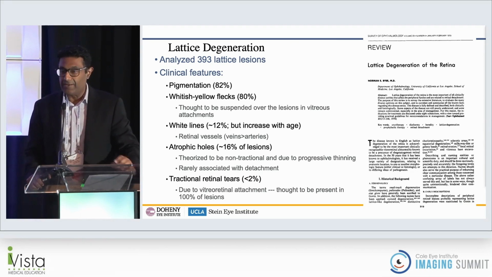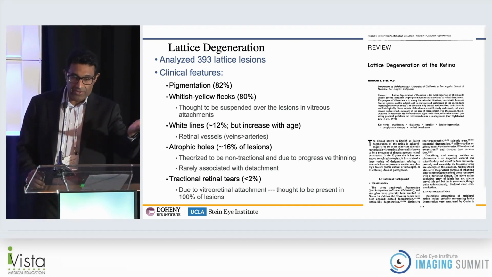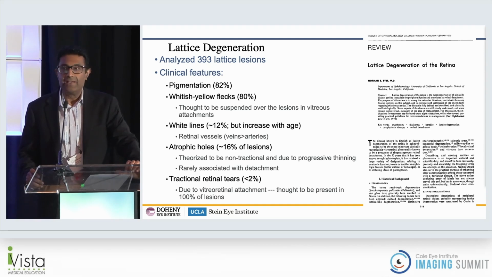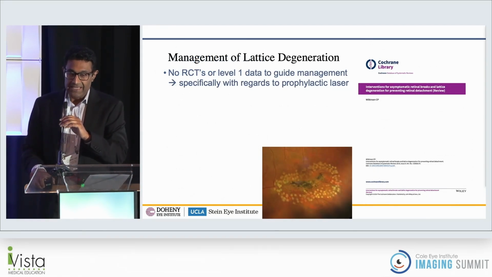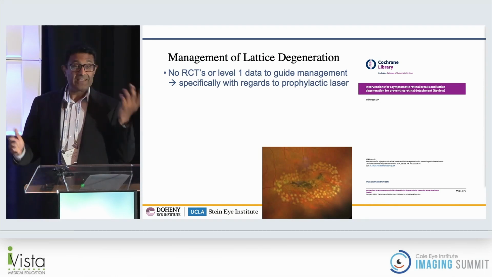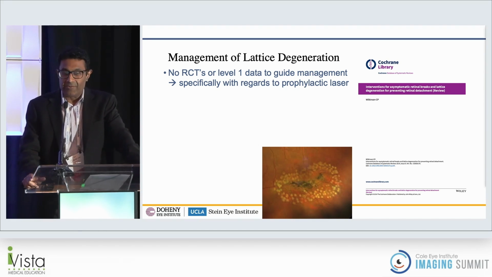Norman Bayer identified with pigmentation, these whitish yellow flecks being the most common, but there are some other features that you can see there as well. And everyone here has seen these lesions. The interesting thing, though, and maybe it's not that surprising, since I've said there's been a dearth of data over so many decades, is that we don't really have level 1 data that guides management.